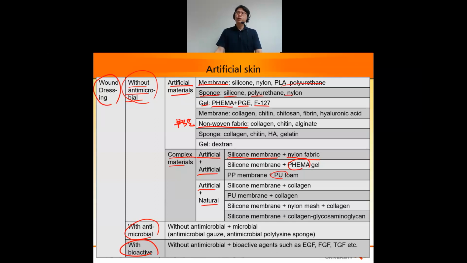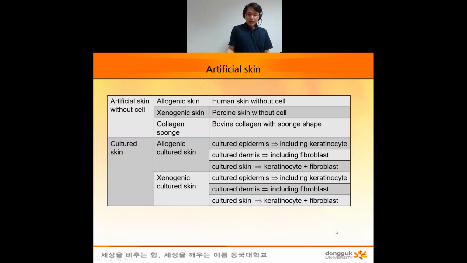The general things we put for the paper cut or some small cuts are all wound dressings. Or sometimes there exists silicone membrane plus collagen type. This is what we have seen in the previous slides. And also some wound dressing could contain antimicrobials and also some bioactive molecules like growth factors. They facilitate the regeneration of tissues. And these are the artificial skins without cells and with cells, with skin.